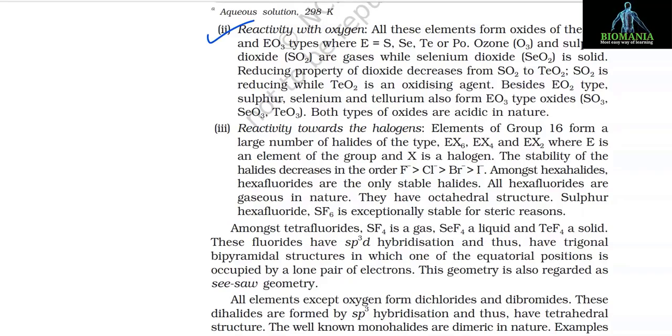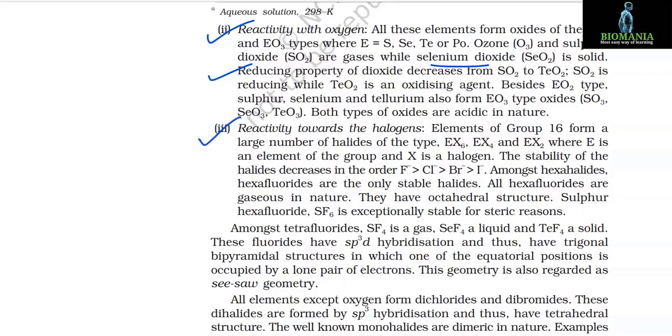All these elements form oxides of the EO2 and EO3 types, where E is sulfur, selenium, tellurium or polonium. Ozone and sulfur dioxide are gases while selenium dioxide is solid. Reducing property of dioxide decreases from SO2 to TeO2. SO2 is reducing while TeO2 is an oxidizing agent. Besides EO2 type, sulfur, selenium and tellurium also form EO3 type oxides: SO3, SeO3 and TeO3. Both types of oxides are acidic in nature.